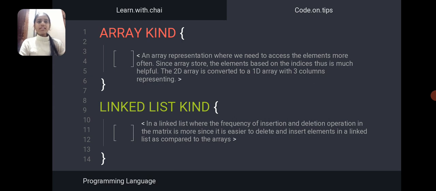The next one is the linked list kind. When we talk about a linked list kind of representation, where the frequency of insertion or deletion operations in the matrix is more, it is very easy to insert or delete an element, because we are going to represent the sparse matrix elements in a linked list. So insertion or deletion of an element in the list can be done easily when compared to arrays. But when we see through the arrays, traversing is easy.